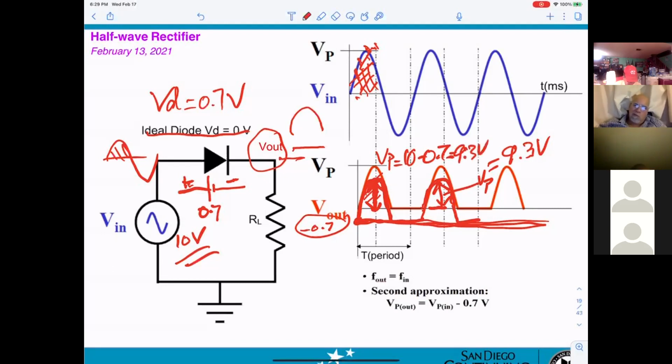The thing is they put the signal going down. So that's why in here, they already gave you the formula right here. V peak out equals V peak in minus 0.7.